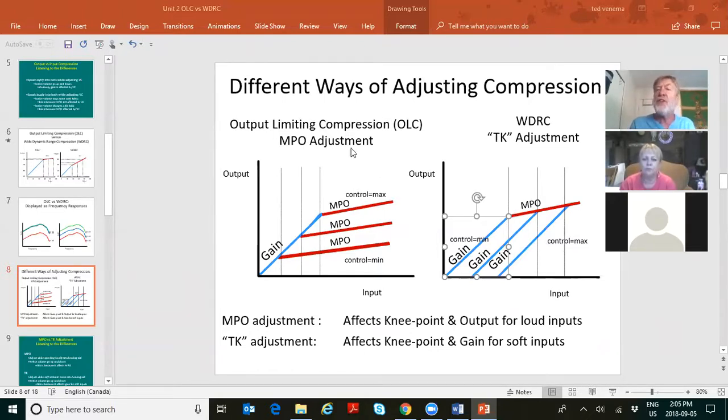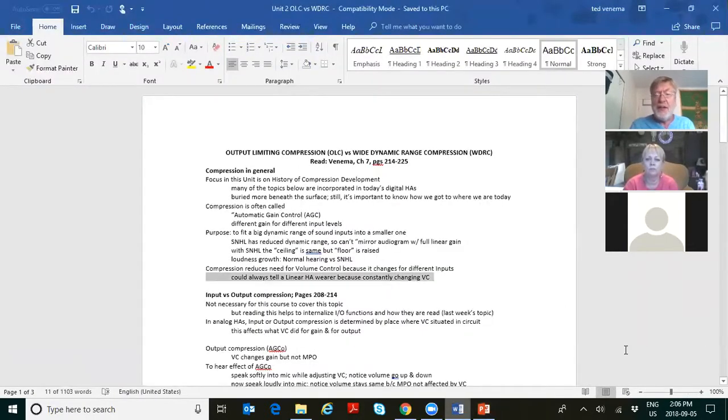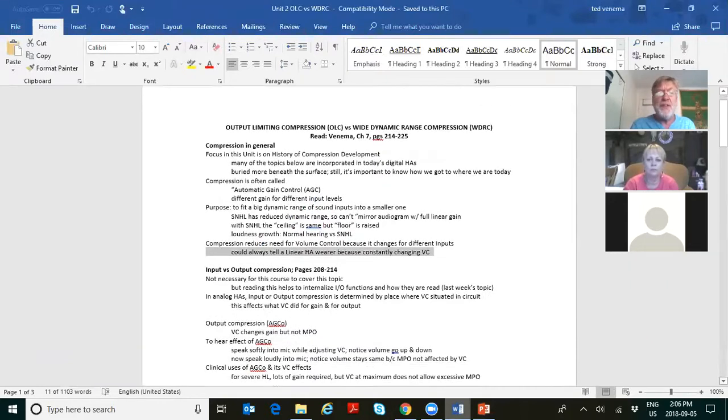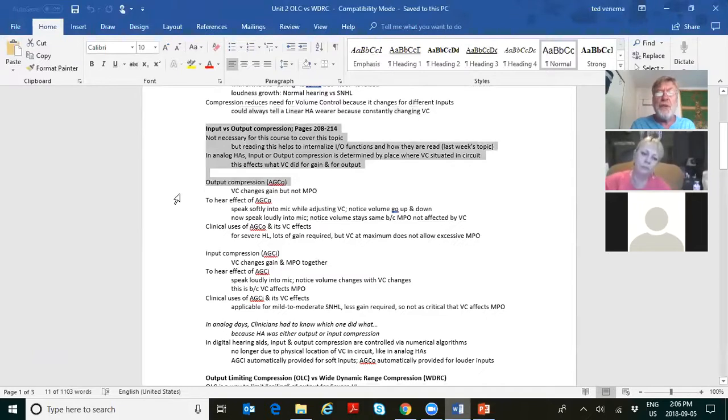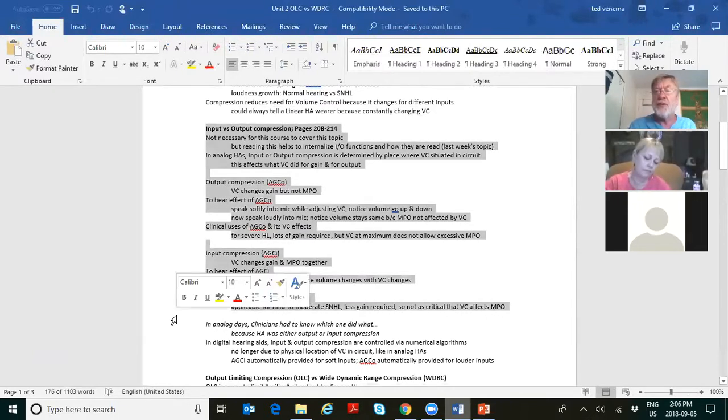The MPO adjustment on OLC adjusted the maximum power output, and it dealt with loud inputs. It dealt with the ceiling. This one's dealing with the floor. So that's a very important concept to internalize and to grasp. So here we go, input versus output. Don't worry so much about it. I went through that in order to give you practice on reading the graphs.